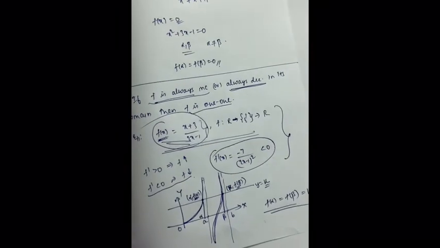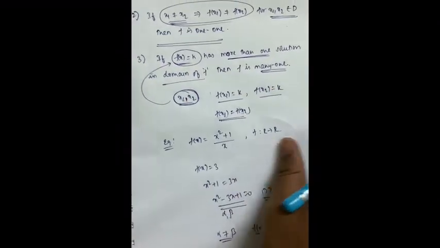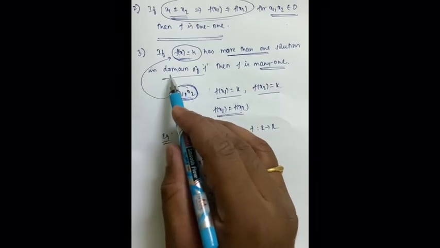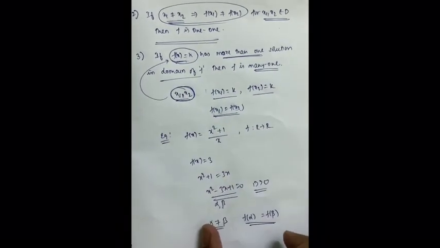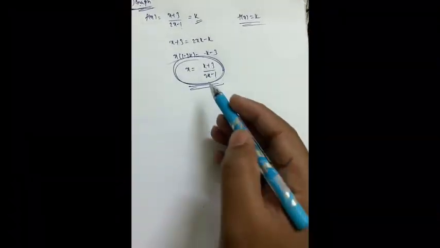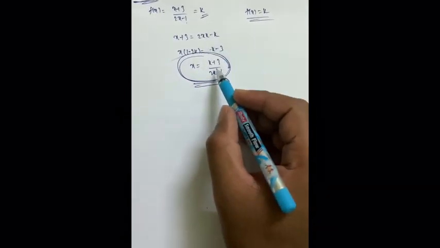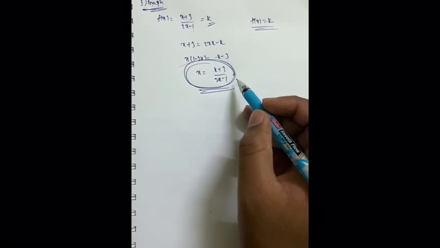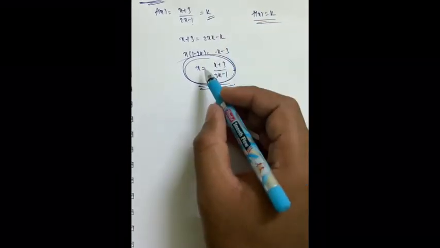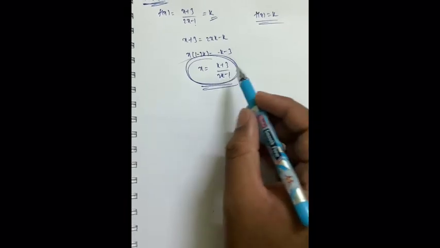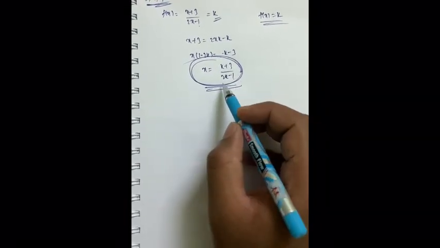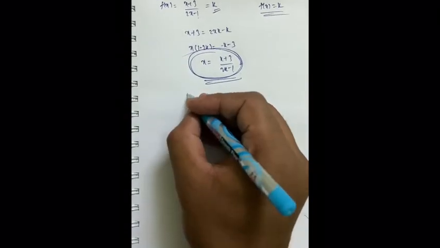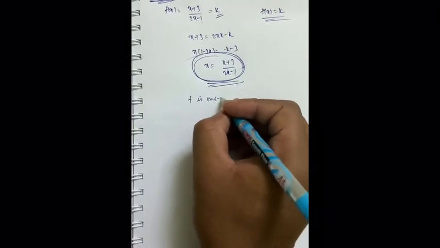So coming to this rule, what does it say? If f of x equals k has more than one solution, then f is many-one. But can f of x equals k have more than one solution in this case? No. No matter what the value of k, f of x equals k, you will always get exactly one solution. You will never get more than one solution. So therefore in this case f is 1-1.